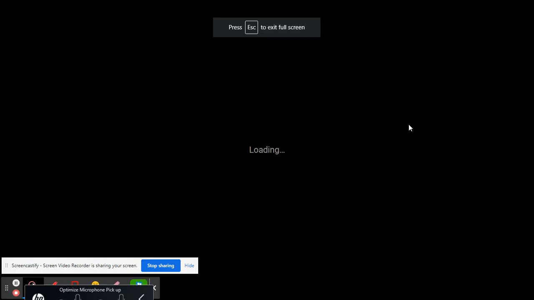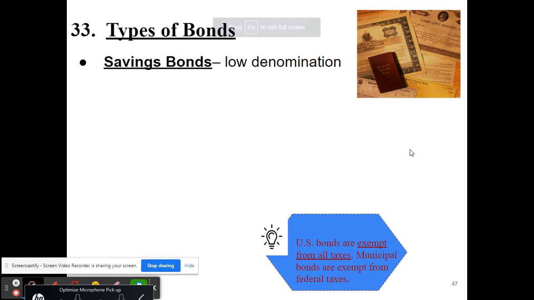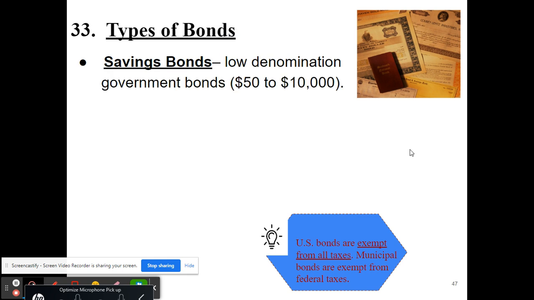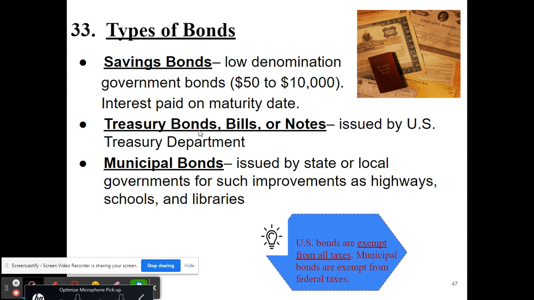All right, look at this in detail. See if we missed anything. We got it all covered. And then go to the next one: savings bonds, low denomination. I know $50,000 to $10,000 might not seem low to you, but when people are talking about investing thousands and thousands, you can see it as a little bit lower. Interest tends to be paid on the maturity date, tends to be reliable.